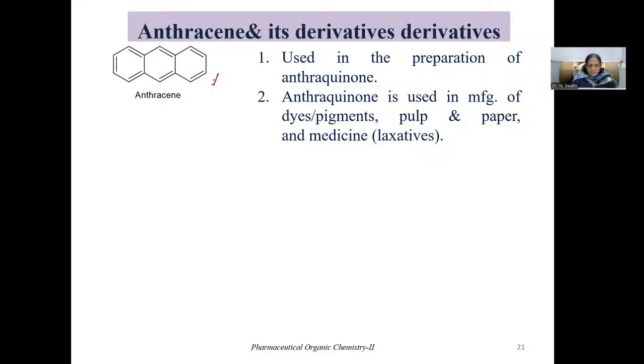So this is the structure of anthracene. Anthracene is used for the preparation of anthraquinone. I hope you might have remembered the structure of 9,10 anthraquinone. I have given it in some of the reactions of anthracene. You can refer to the earlier course videos for its structure.